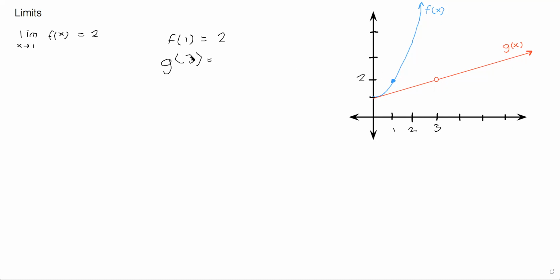So g of 3 does not exist. We can say DNE for does not exist. We can say U or UND for undefined. I think I'm just going to say UND because g of 3 clearly is undefined.